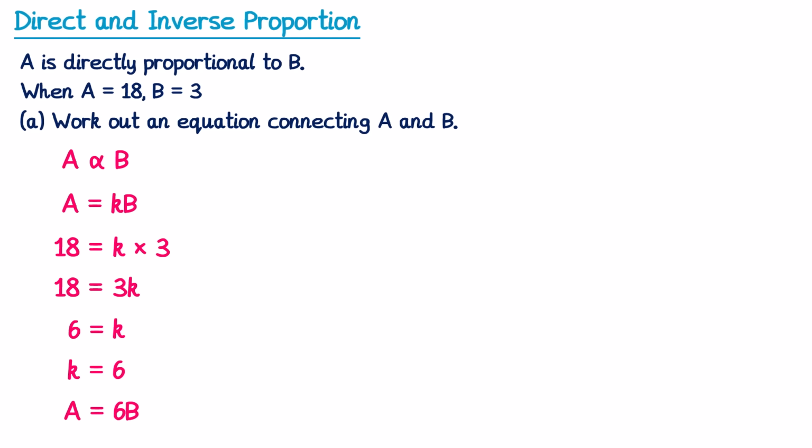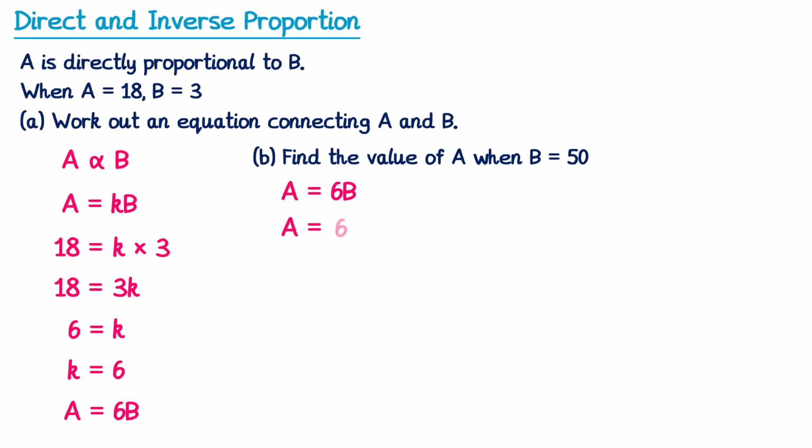It's very common for questions like this to have a follow-up question which asks you to find a value. So for instance, it could say find the value of A when B is equal to 50. To do this, you take the equation that you formed in the previous part, so A equals 6B, and you substitute in the value of B. So we've been told that B is 50, so A will equal 6 times B, which is 50, so 6 times 50, and 6 times 50 is 300.